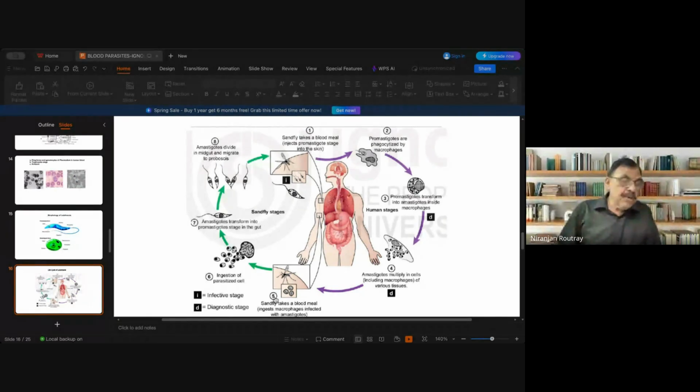You know, it looks like an amoeba. So macrophages have multiple finger-like extensions so that they can engulf. After engulfing, the promastigote form, which is the flagellar stage, is transformed into amastigote stages inside the macrophages, which is a cell of the reticuloendothelial system responsible for the protection of the body.